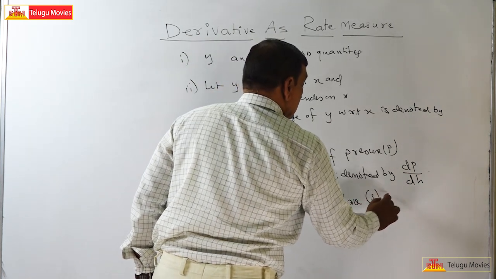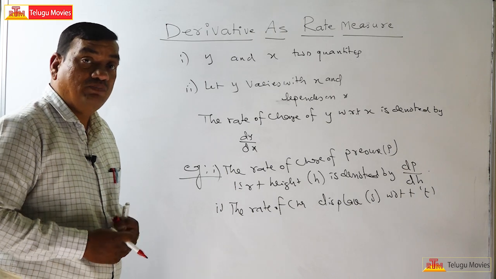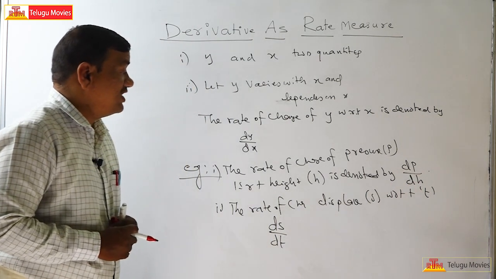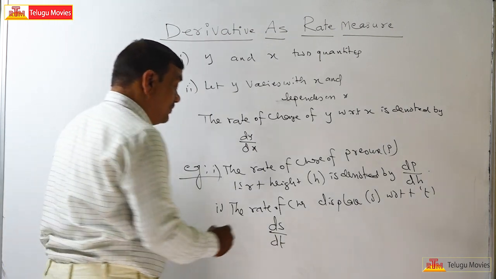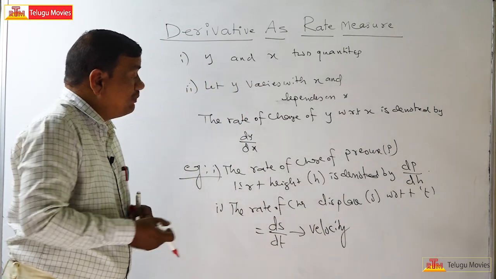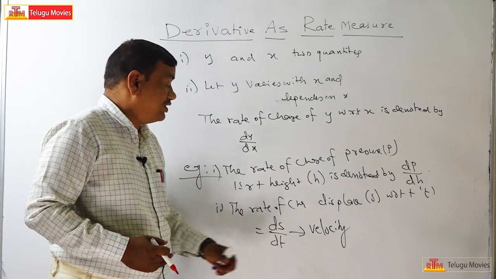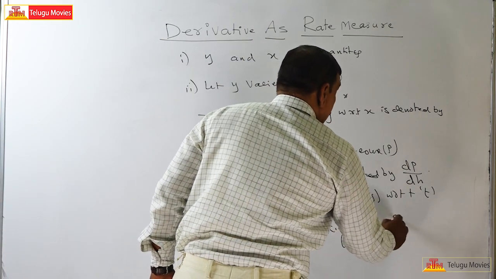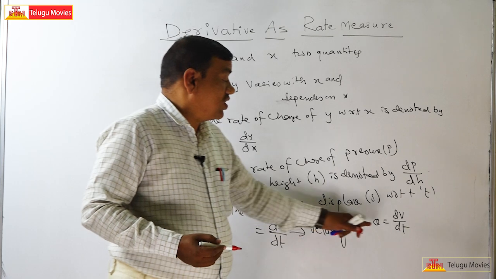displacement S with respect to time t. The rate of change of displacement S with respect to t is denoted by ds by dt. This is called velocity. That means the displacement depends upon the time, and this quantity ds by dt is called velocity. Again, the rate of change of velocity with respect to time is called acceleration.